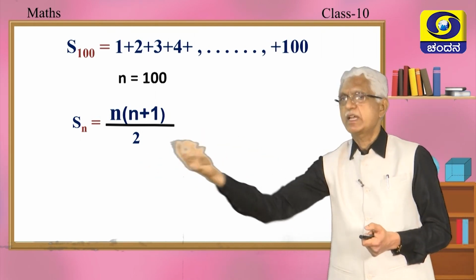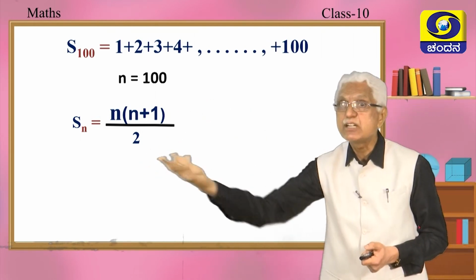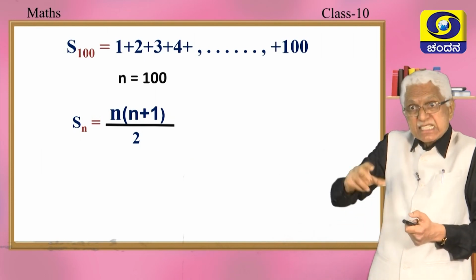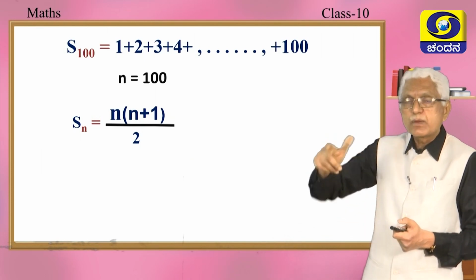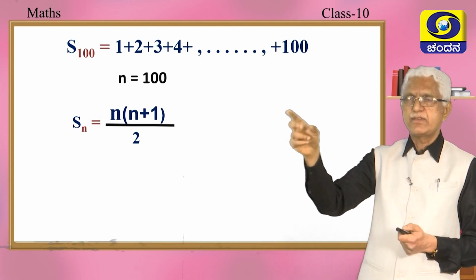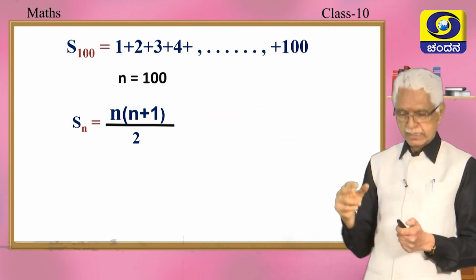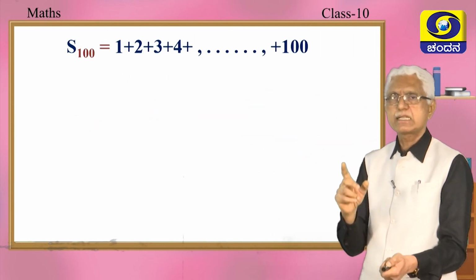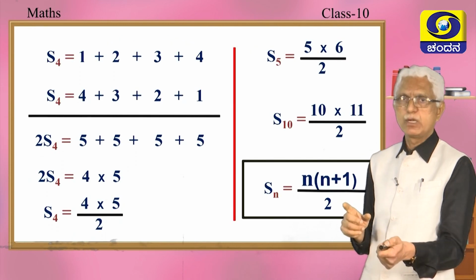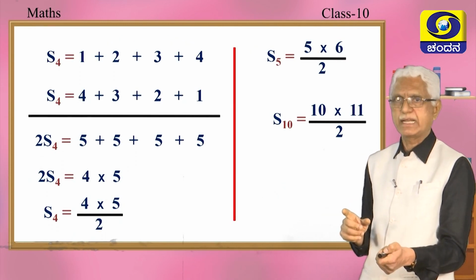S4 is 4 into 5 by 2. S10 is 10 into 11 by 2. Sn is n into n plus 1 by 2. See that 4 into 5 is nothing but 4 into 4 plus 1. I'll go back, my dear children. Maybe you will be able to understand it so much better now here.